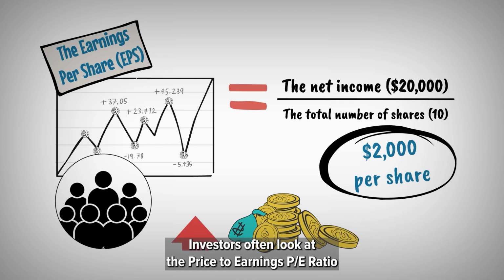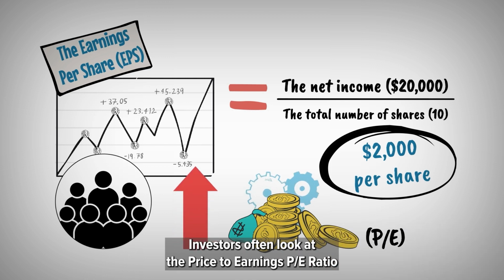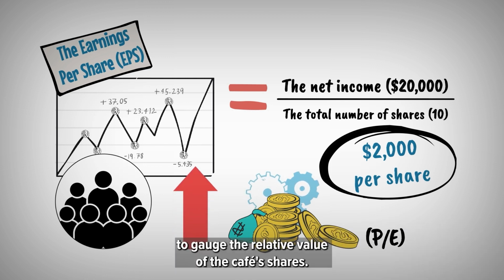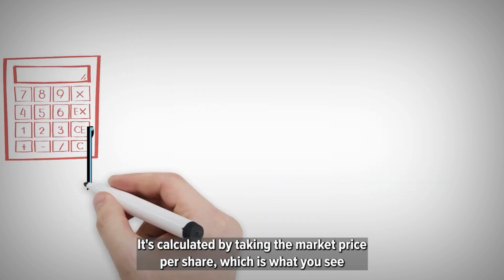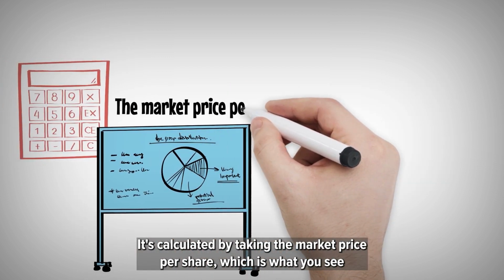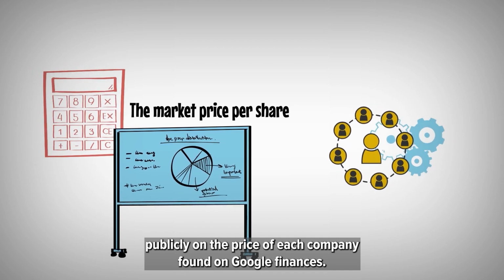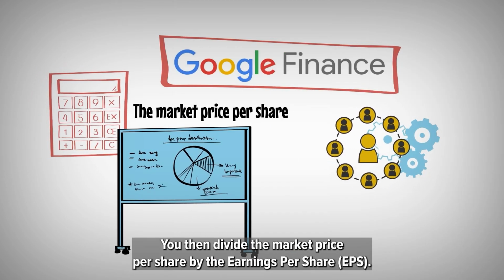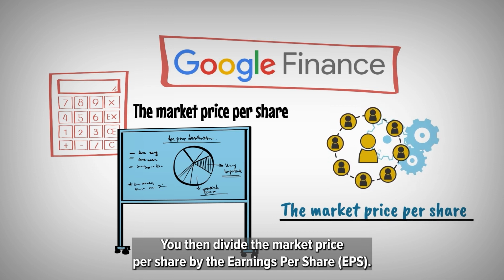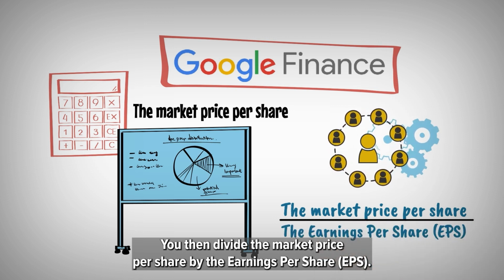Investors often look at the price to earnings, PE ratio, to gauge the relative value of the cafe's shares. It's calculated by taking the market price per share, which is what you see publicly on the price of each company found on Google Finances. You then divide the market price per share by the earnings per share, EPS.